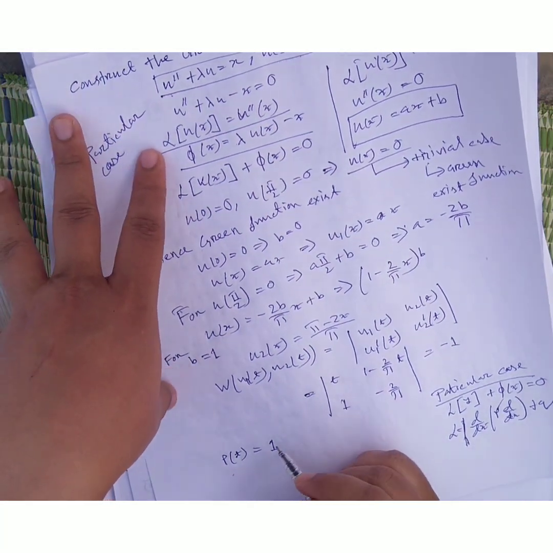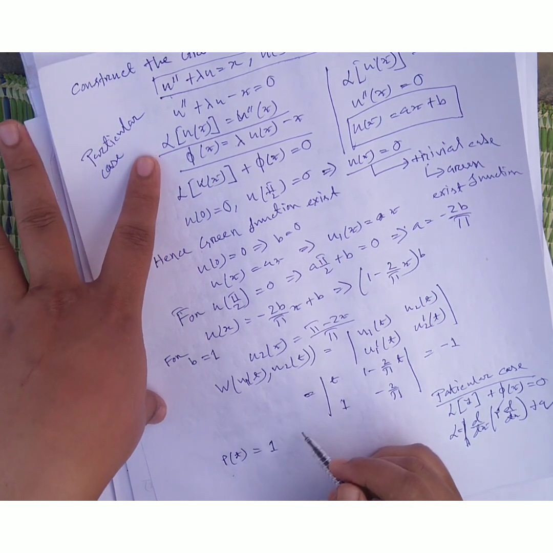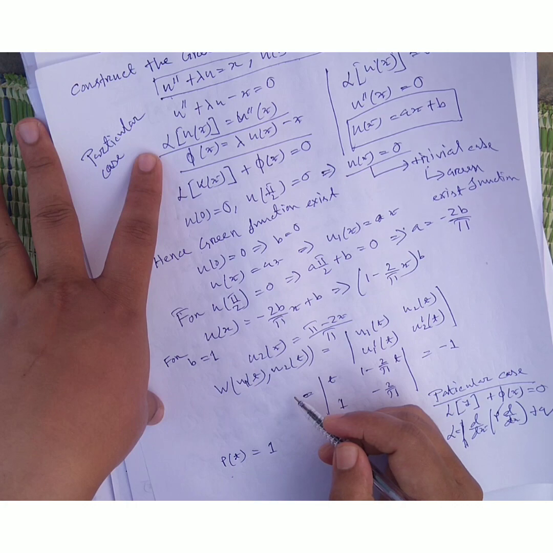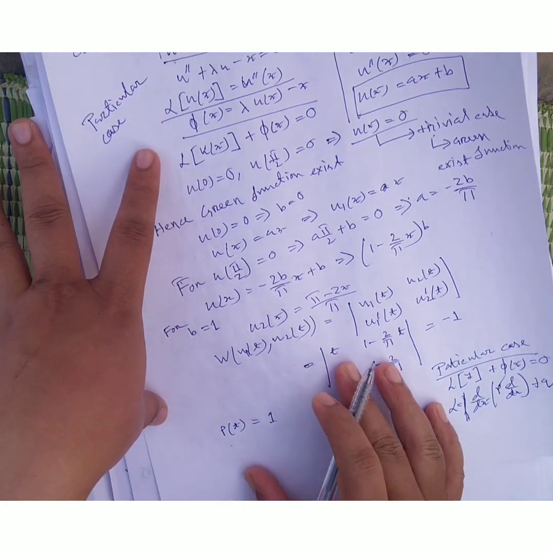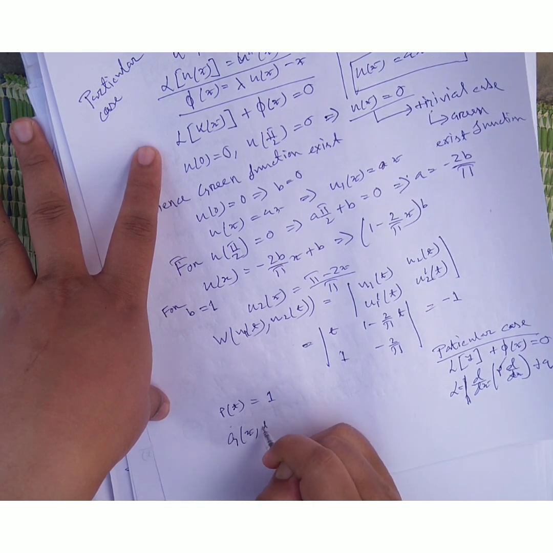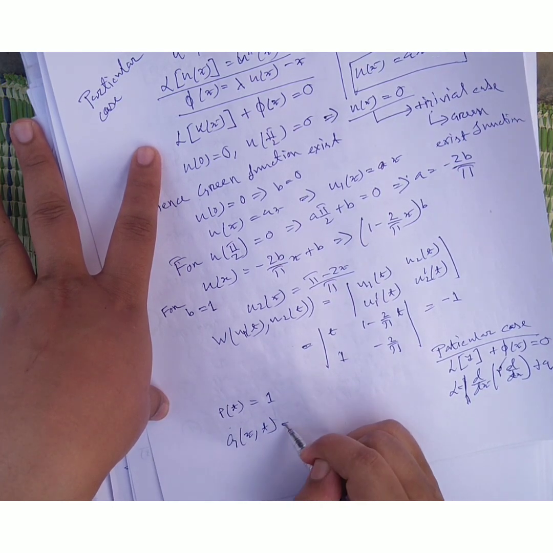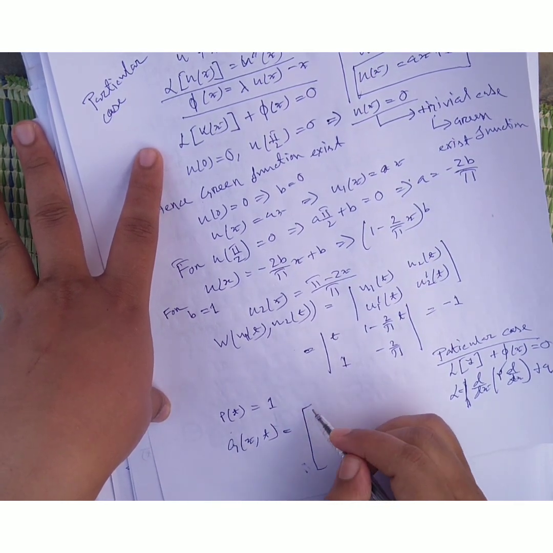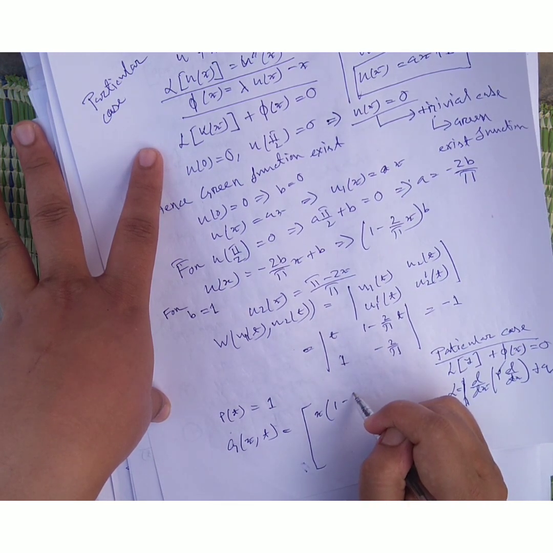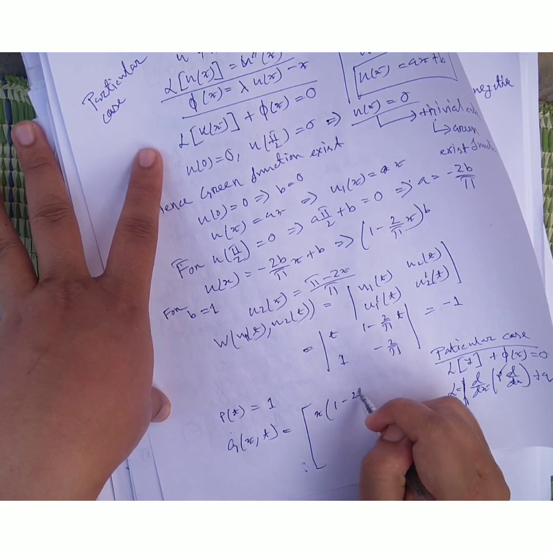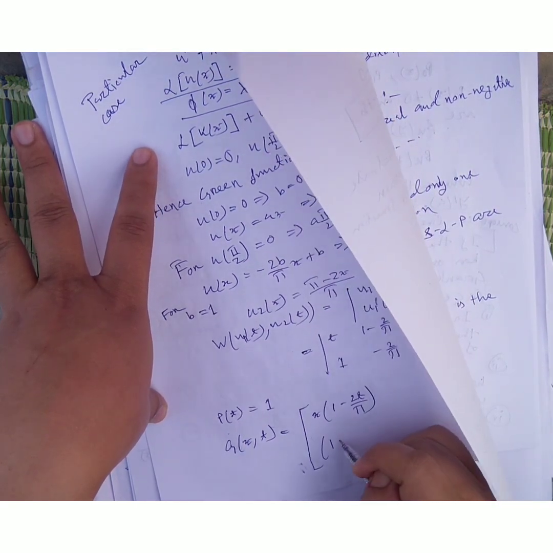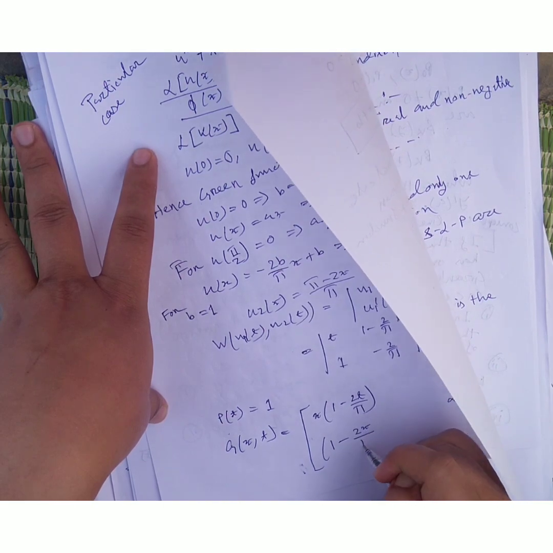So according to this, W is equal to minus 1. So the Green's function G x t is equal to x into 1 minus 2t by pi, and 1 minus 2x divided by pi.